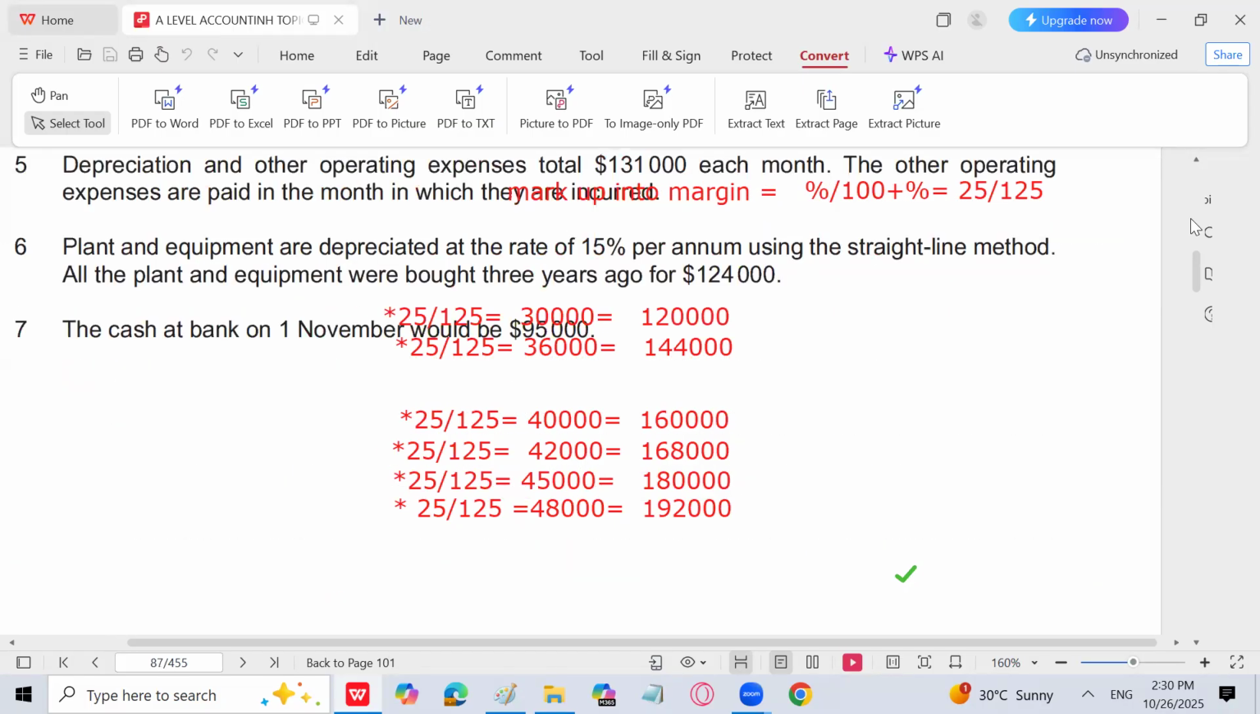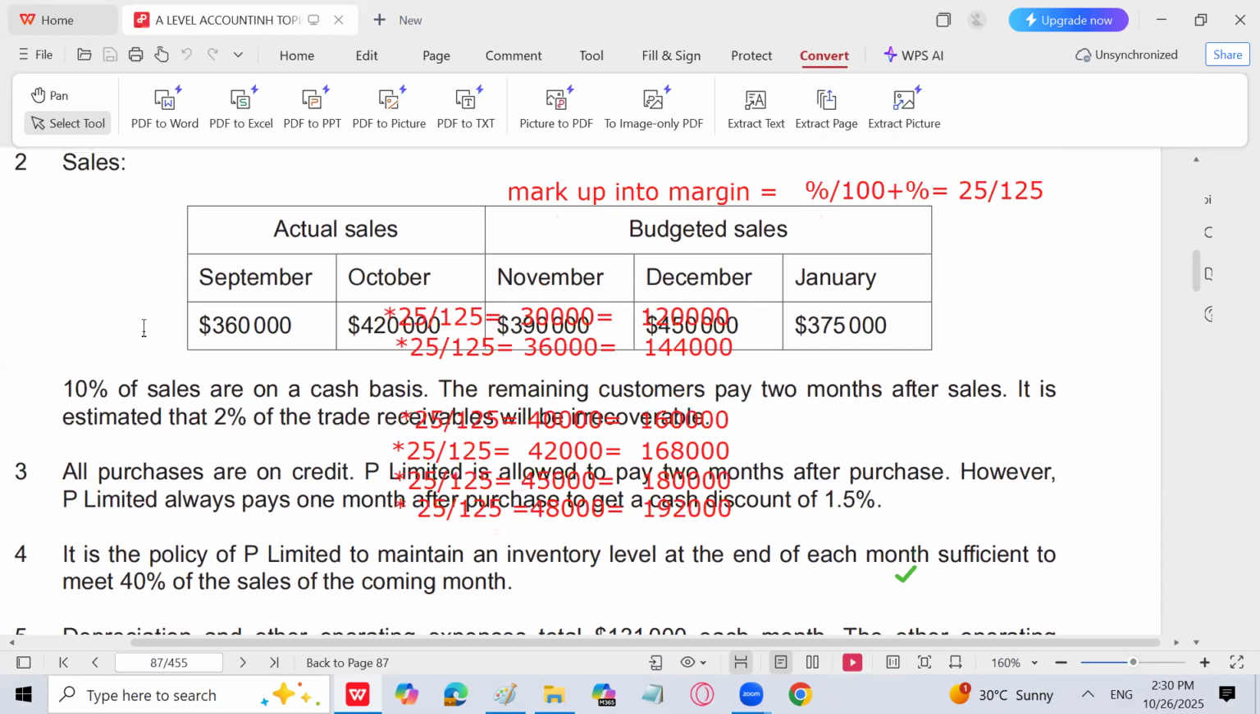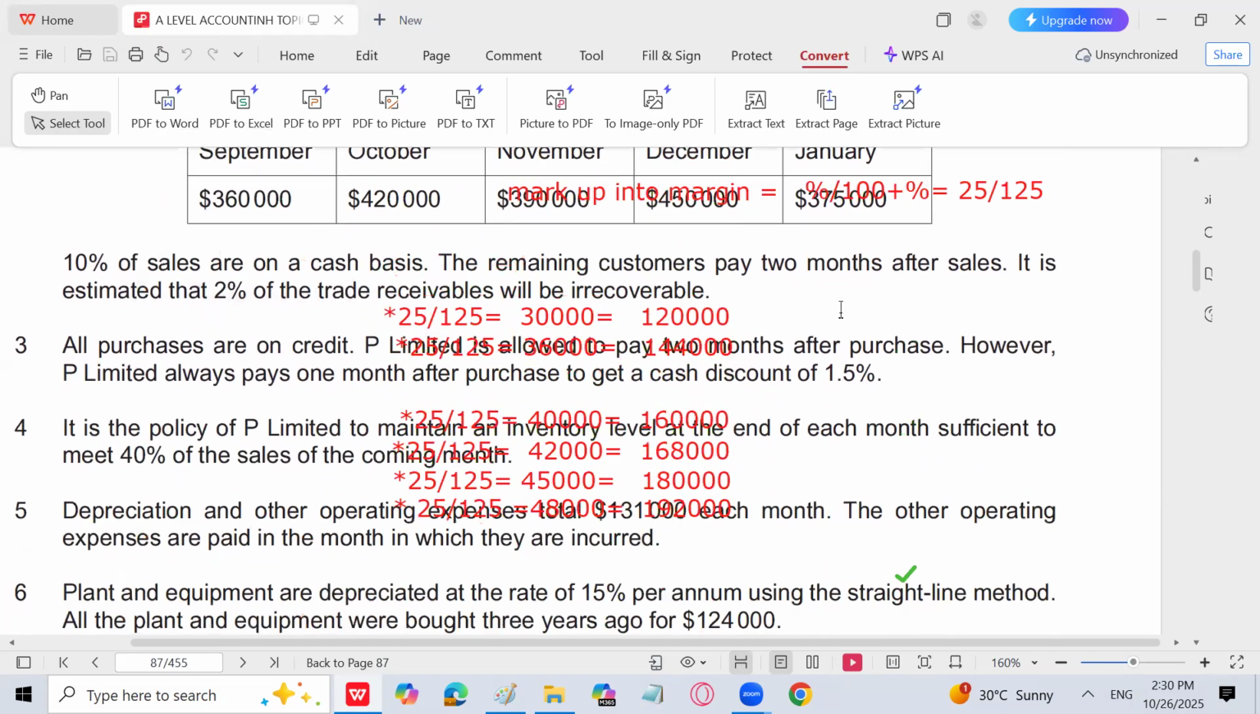Sir, how come you will be able to know that? I will show you. This is the question 4. Actual sales, budgeted sales are given. So, okay, that's fine. Either it is actual or budgeted. Markup is 50%. So we'll calculate 50 over 150. Then we will solve. 10% of sales are on cash basis. The remaining customers pay 2 months after sale. It is estimated that 2% of the trade receivable will be irrecoverable.